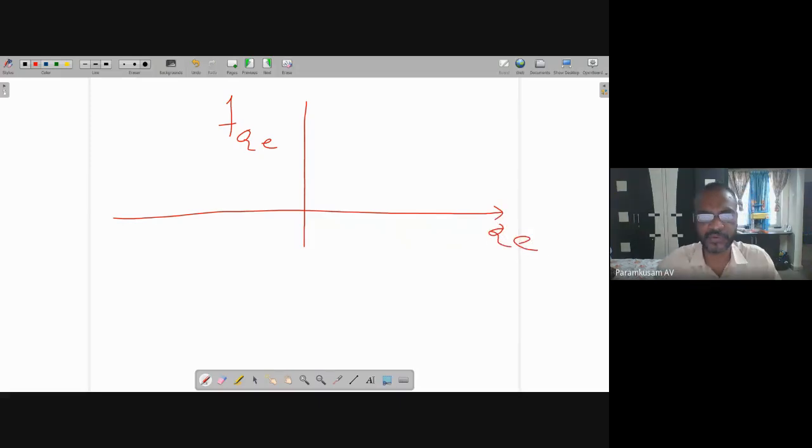The x-axis is QE, that is quantization error. The y-axis is the probability density function. So 0, 0.5, minus 0.5.